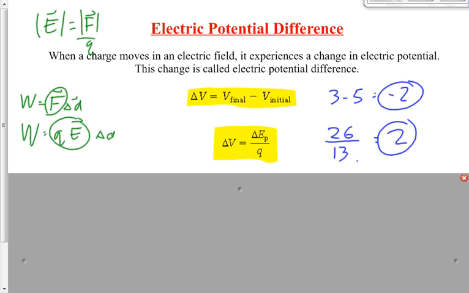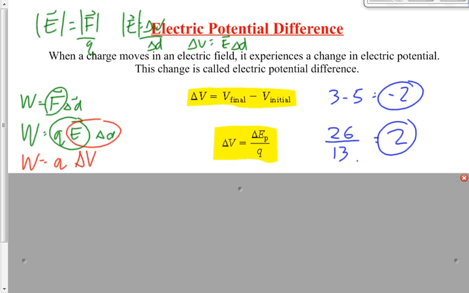But we know the electric field is also equal to delta V over delta D. Or in other words, delta V is equal to E times D. Take a look at this. E times D. So now it becomes W is equal to Q times delta V. The work done against the electric field is equal to Q times delta V.